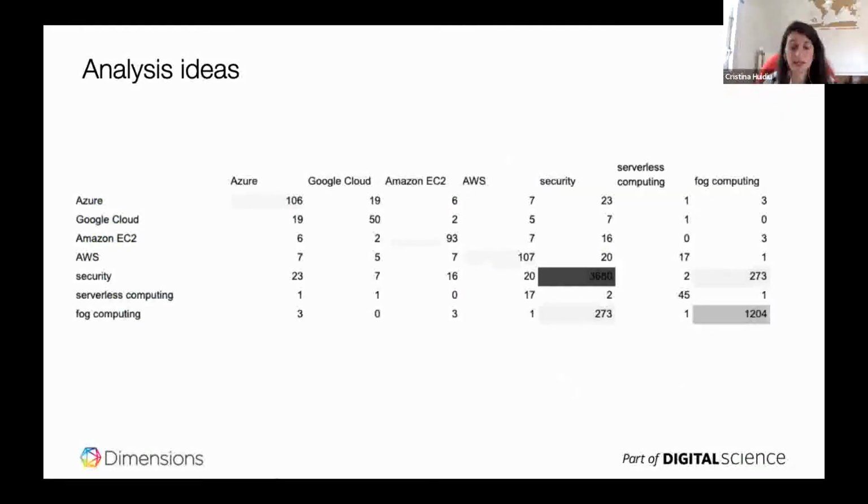And these are some analysis ideas. So this is looking at co-occurrence of some concepts. These are just randomly extracted, and you would see how they appear together.